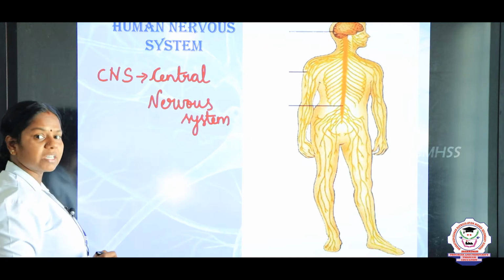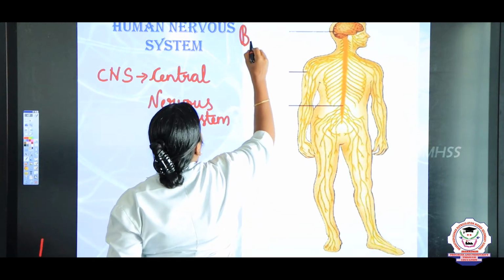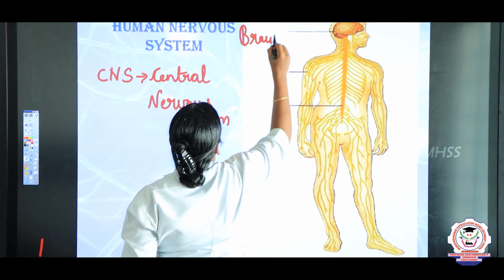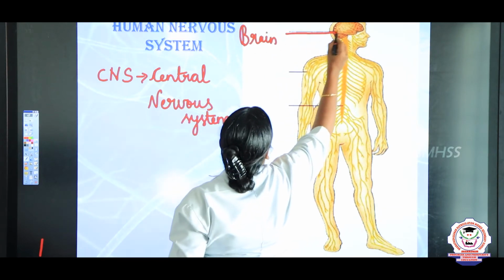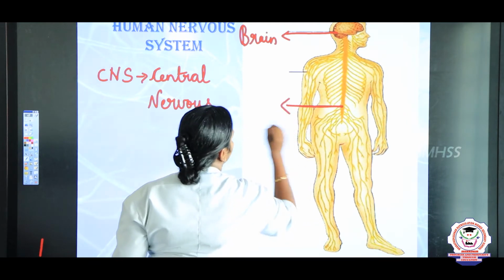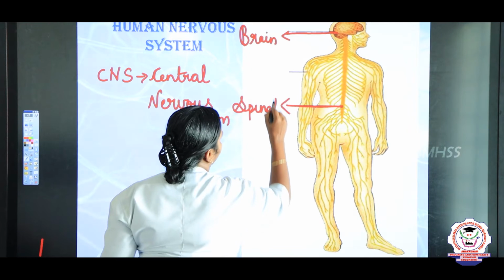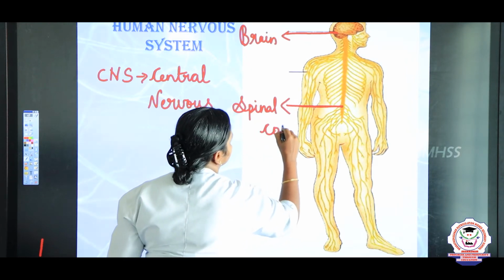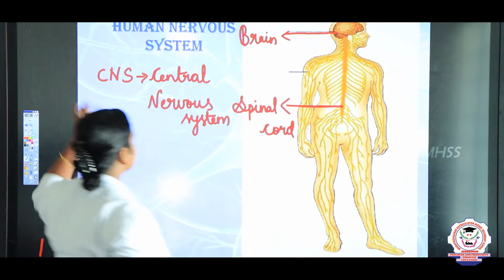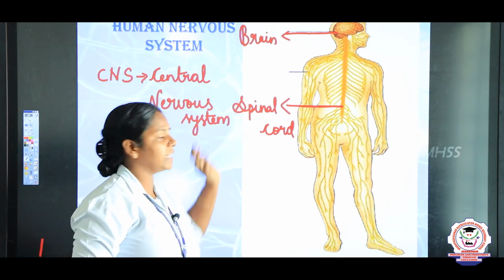Central nervous system, it consists of two parts. One is the brain and another one is a spinal cord. Spinal cord. So, first is central nervous system consists of brain and spinal cord.